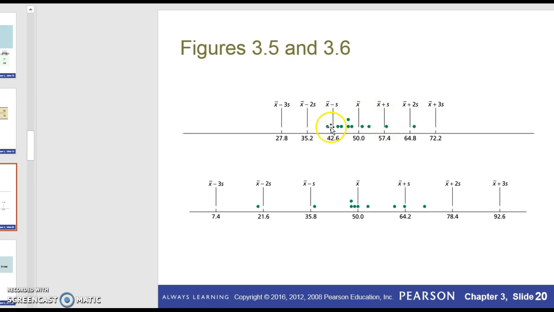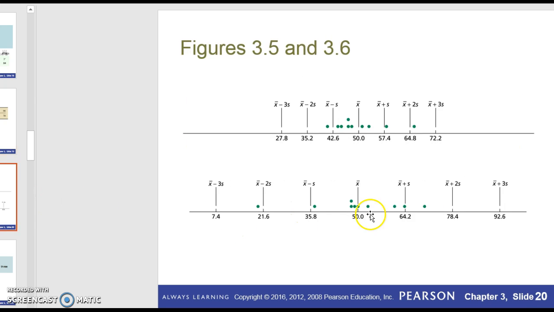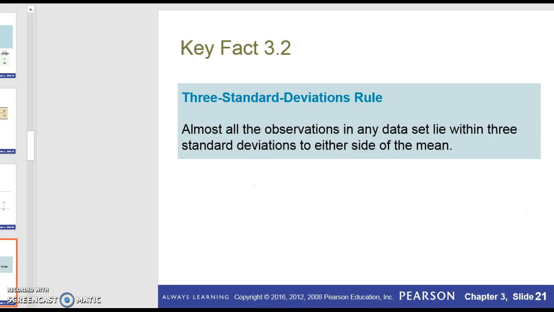And almost always, even in the second data set, you can see the second data set had a standard deviation of 14.2. And so if I go 14.2 more and another 14.2 more, by the time I get to three standard deviations below and three standard deviations above the mean, almost always, regardless of what you're collecting data on, will everything be within three standard deviations above or below the mean. And that's what we call the three standard deviation rule.